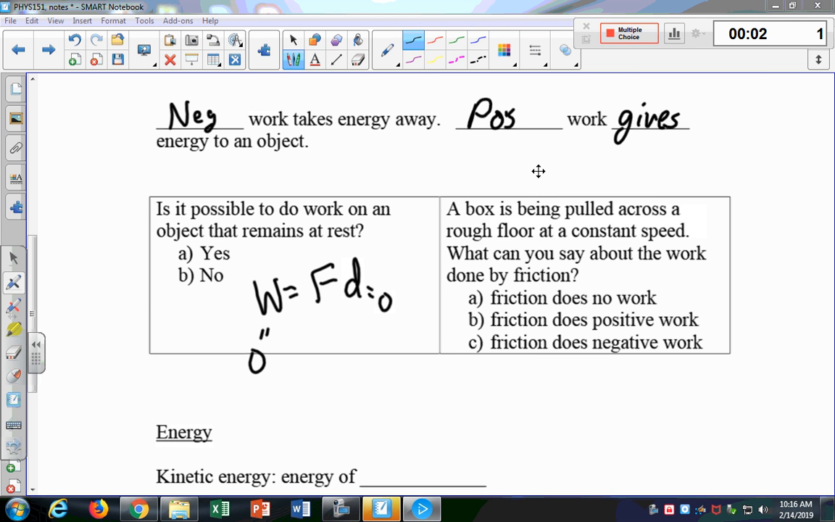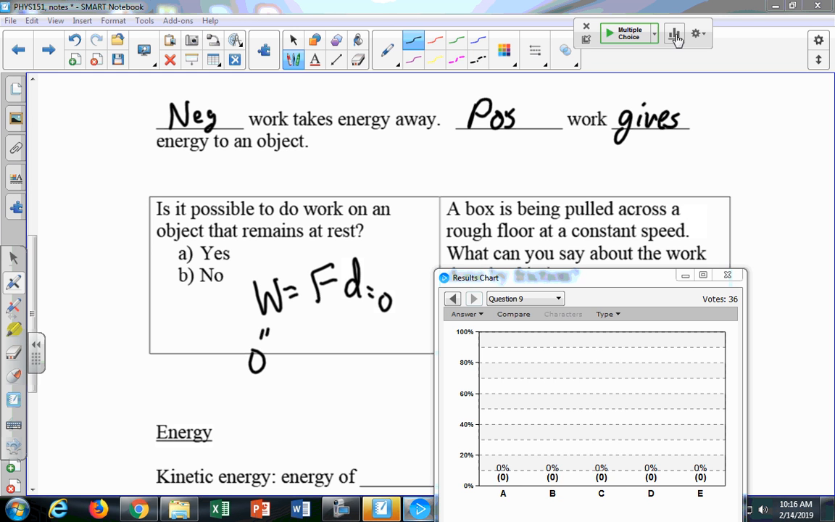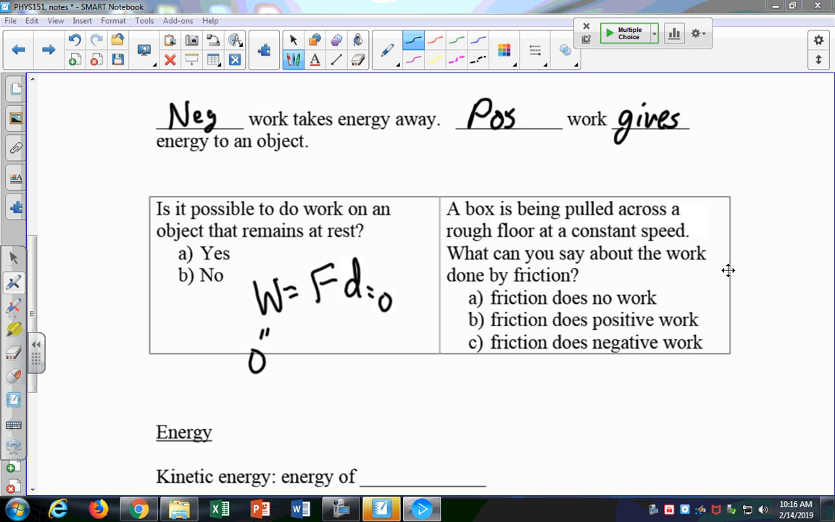A box is being pulled across a rough floor at a constant speed. What can you say about the work done by friction? Does the friction do no work, positive work, or negative work? All right, let's stop at 32. Okay, C is right. Friction will always do negative work because in almost every case, friction will oppose the direction of motion. It's every case that we're ever concerned about. It will always oppose the direction of motion.